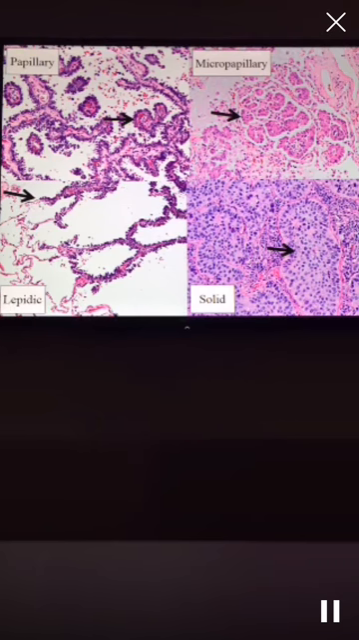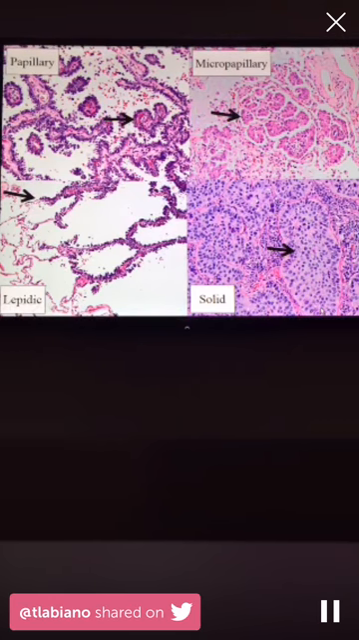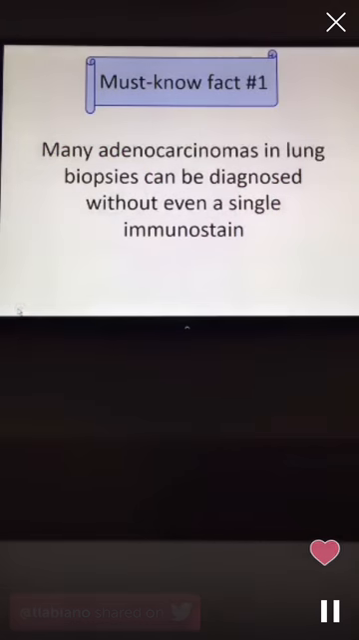And on the bottom right is the solid pattern. So this is the pattern that if you didn't have TTF or napsin, you wouldn't know what this is, right? Because there are no glands, there's no mucin, and there's no way to know whether that's adenocarcinoma or not. In the past, I'm sure many of these were misinterpreted as squamous cell carcinomas, but that's the solid pattern.